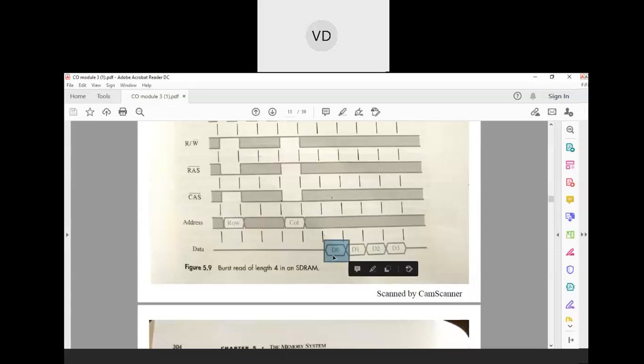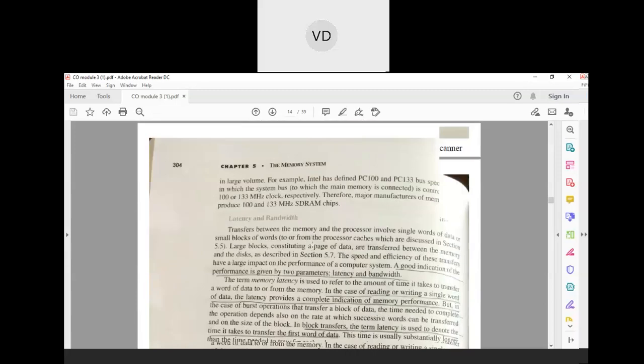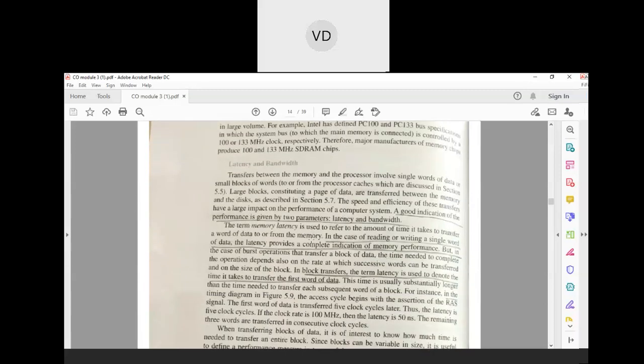First block of data or first word of data is transferred. The difference between this time after providing the address is called the latency. This is the delay. The delay of one cycle here tells you the latency. This latency is different for when you are doing a single word transfer and when you are doing burst transfer. When you are doing the single word transfer, the time taken to transfer the complete word of data is called latency.